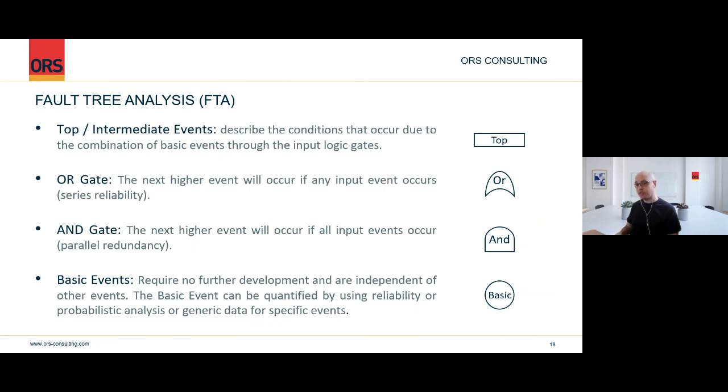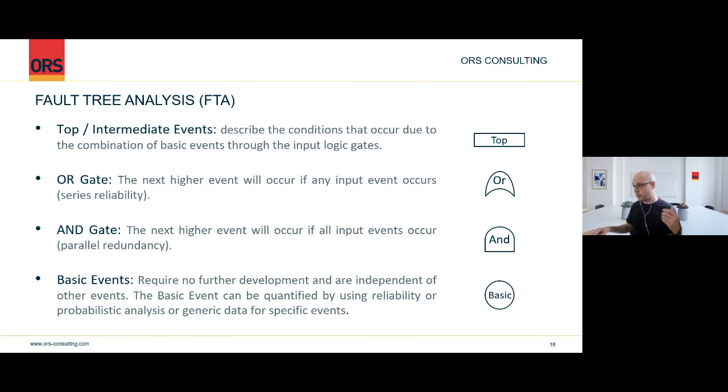So to create those sequences, we go from basic events, which require no further development, and you know the frequency of occurrence of them, right? So you can quantify how many times per year they happen, and you develop them based on Boolean logic, OR and AND gates, to get to the top event. So OR gates are the ones that you use when the next higher event occurs if any of the inputs is occurring. AND gates will lead you to the next event forward or upper if all the inputs occur at the same time.